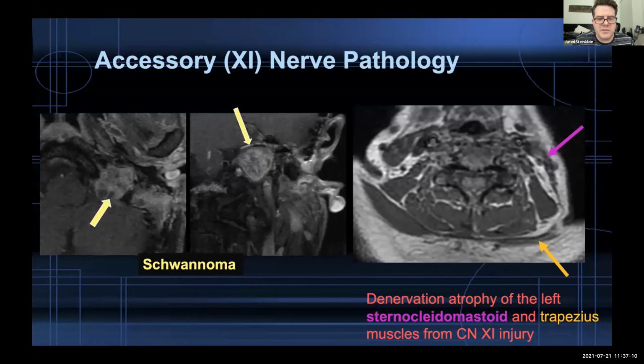Okay, so here, schwannoma, a big one at the jugular foramen. This one's already been operated on. There's some residual that needs some radiation therapy, but showing the chronicity of it on the right image, you can see that there's fatty atrophy, there's much thinning, hyperintense T1 signal in the trapezius and sternocleidomastoid muscles, which are innervated by 11. Next.